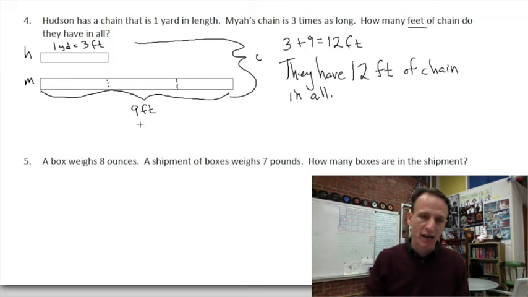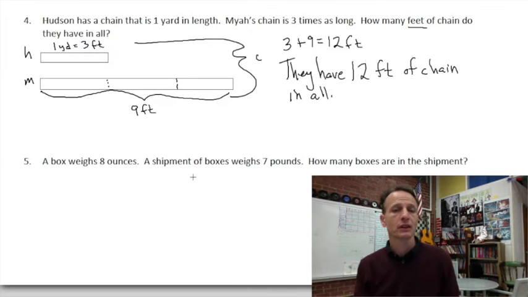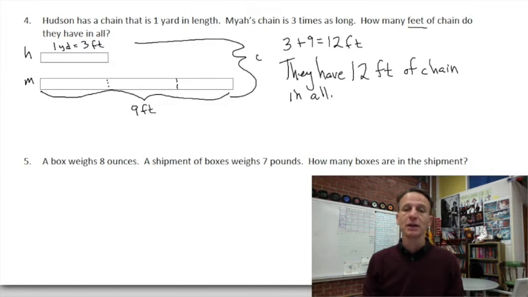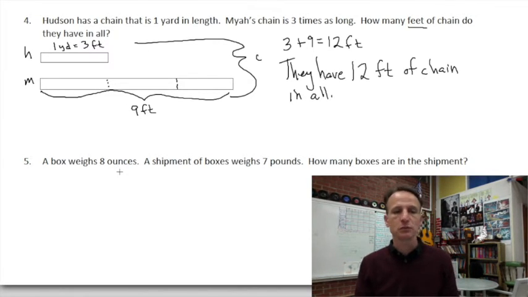Cool, let's do it. A box weighs 8 ounces. A shipment of boxes weighs 7 pounds. How many boxes are in the shipment? And what's not stated here, but what is implicit, assumed, is that each box weighs the same amount.